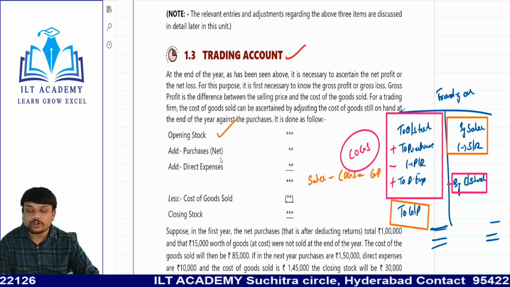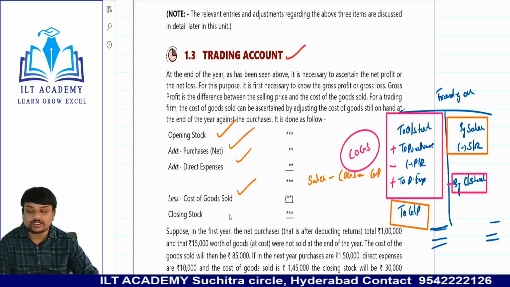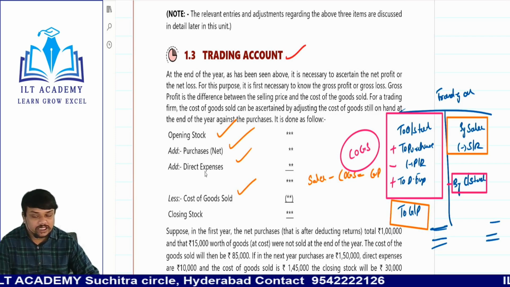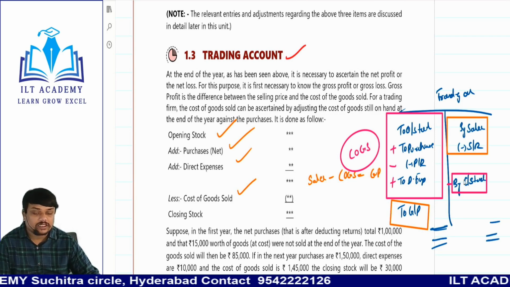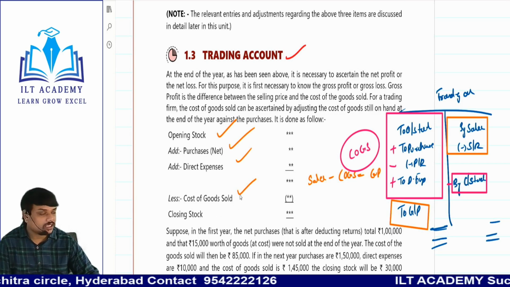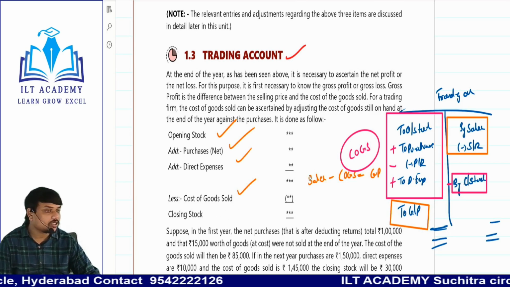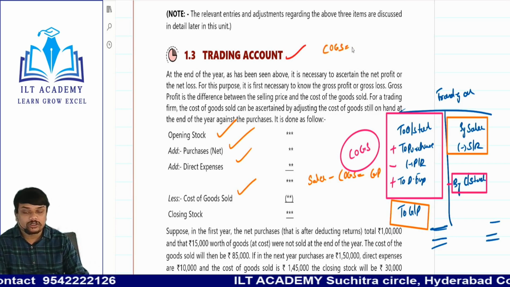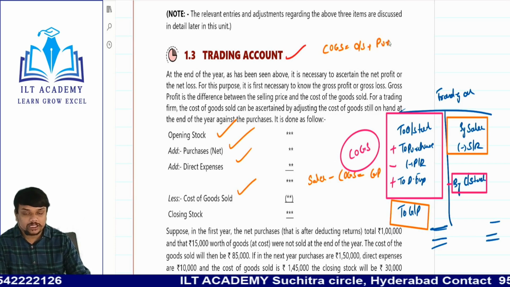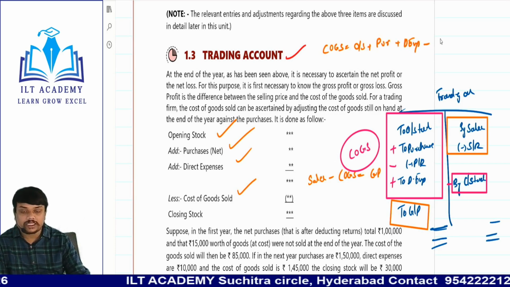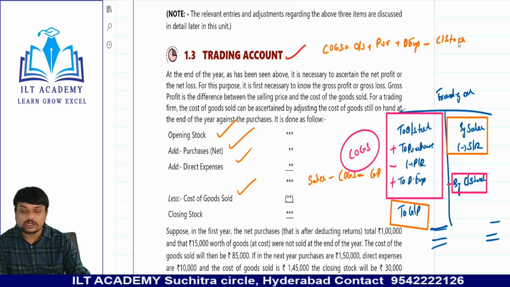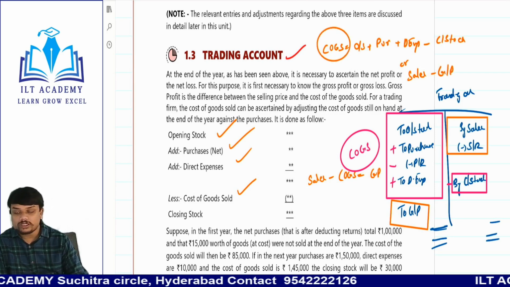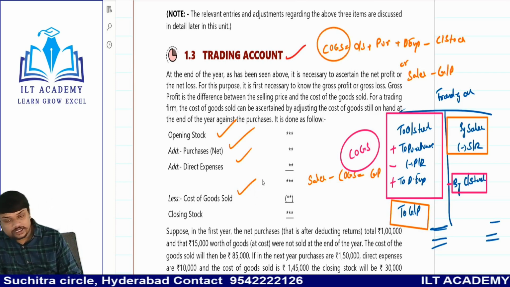Okay. When you add opening stock, add purchases, add direct expenses, minus cost of goods sold, you'll be getting closing stock. Or else you can add opening stock, add purchases, add direct expenses, minus closing stock, which will give you COGS. Anything is fine. This is the equation of COGS. Got it? So you can write it like this: COGS is equal to opening stock, add purchases, add direct expenses, minus closing stock, or else sales minus GP. This will give you COGS. Any doubts? Clear? Got it?